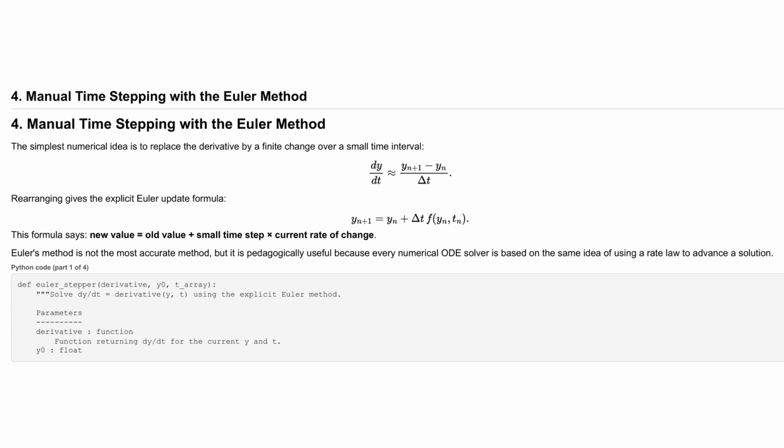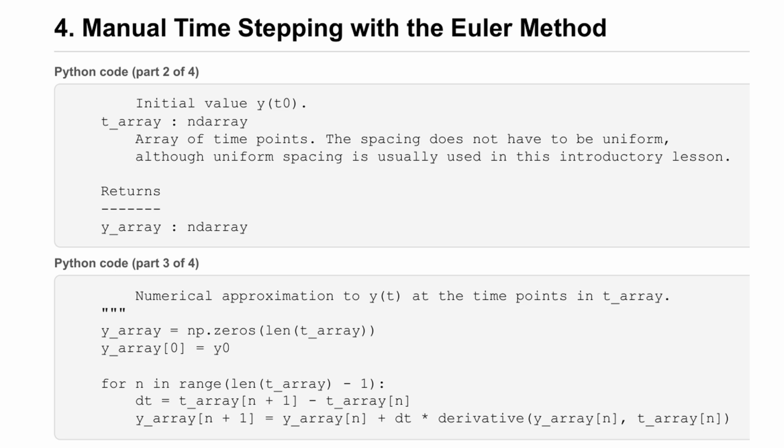Before using professional solvers, it helps to understand the explicit Euler method. By approximating the derivative as a finite change over a small time step, we can update our values step by step. Here, we begin defining a Python function to perform this manual time stepping. This part of the code sets up the core logic for the Euler method.